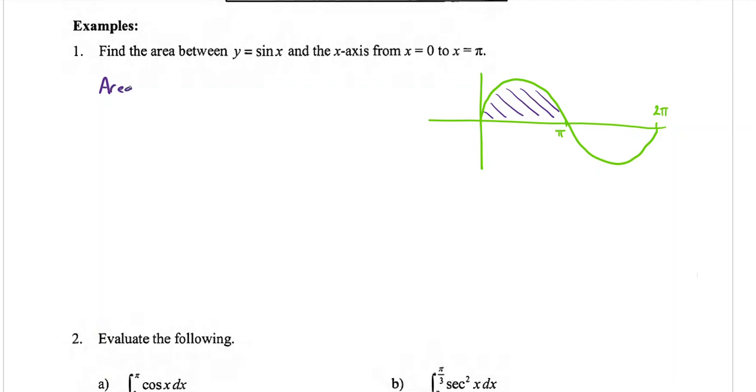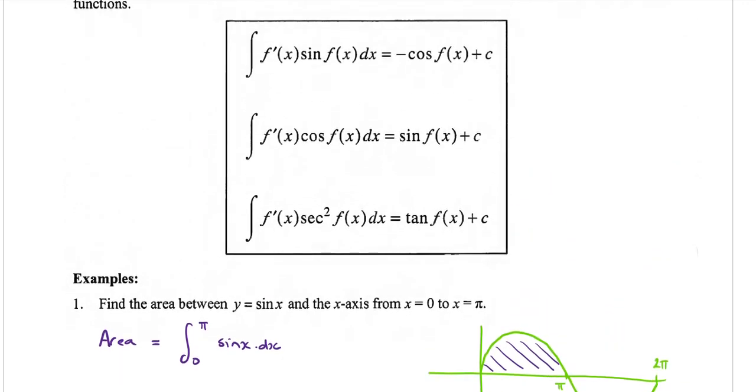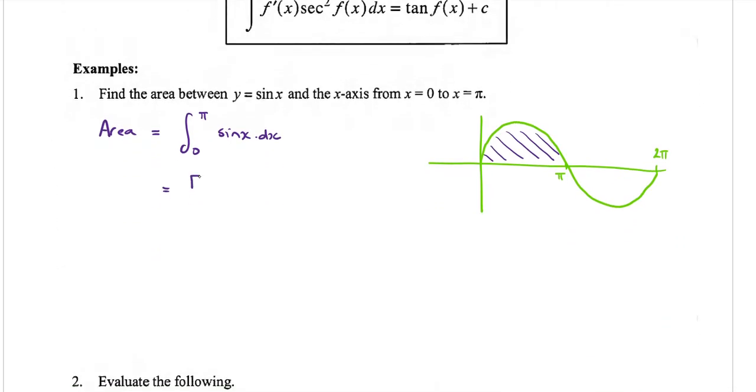So let's write down area equals the integral from 0 to pi of sine x dx. Now, using the table at the top, sine integrates to negative cos. If you want to worry about the function part, my function is x, and the derivative of x would be 1, so it is fine. This is the most simple type of function that we can have. So sine will integrate to be negative cos of x between 0 and pi.